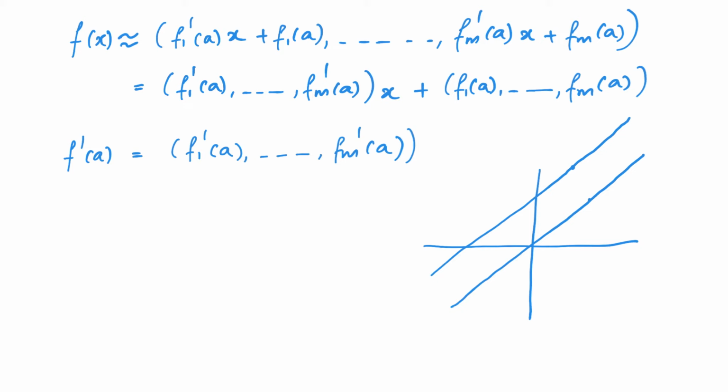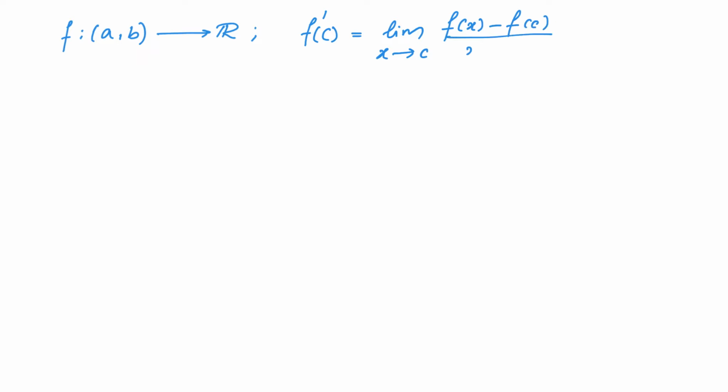Notice that so far we took a geometric approach, but we could as well have taken an analytic approach. So let us now see what we will get if we took an analytic approach. Consider a function f from an interval a, b to R. Then this function is said to be differentiable at a point c if the limit as x tends to c of f of x minus f of c by x minus c exists. And when this limit exists, the value of this limit is called the derivative of f at the point c.